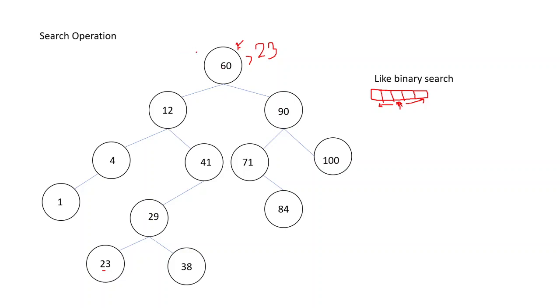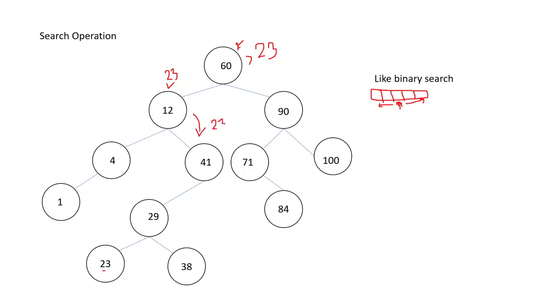So you track the left child of 60, and that is 12. Now you compare 23 and 12, and 12 being less than 23, you will need to now track the right child of this node containing 12, and that right child of the node containing 12 contains a value 41.